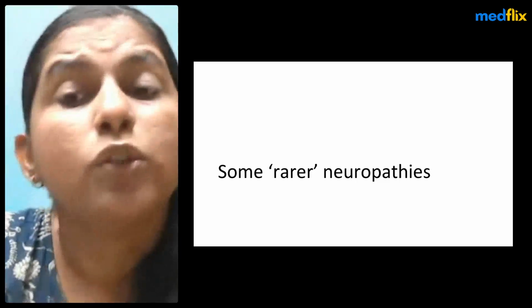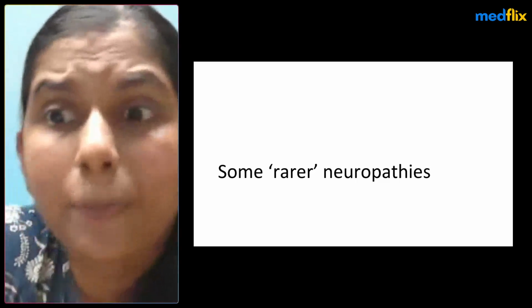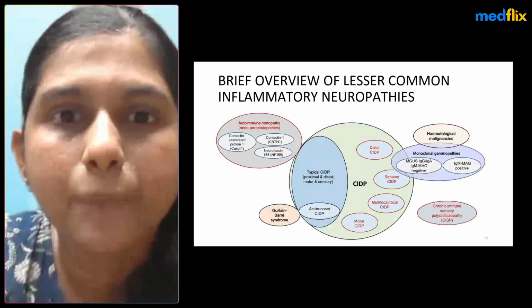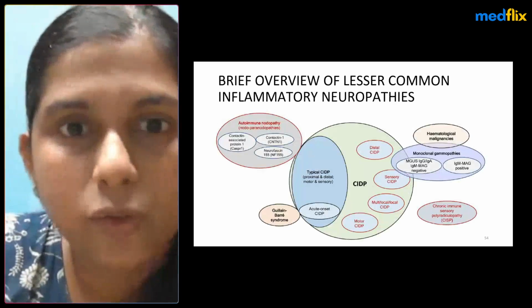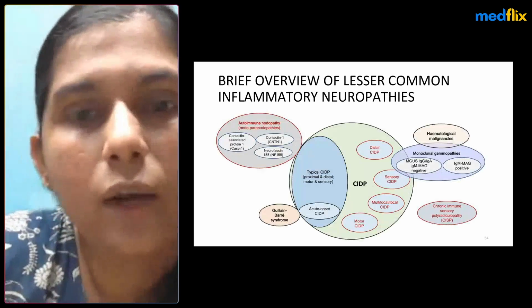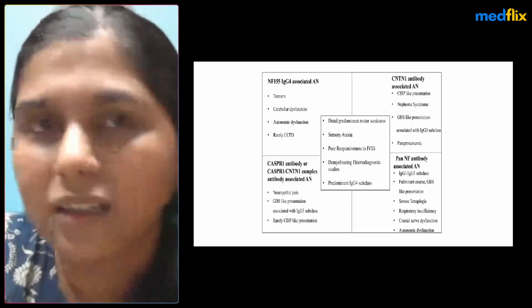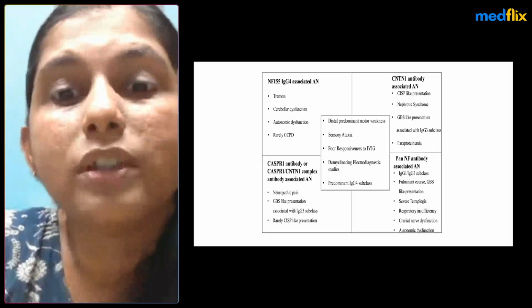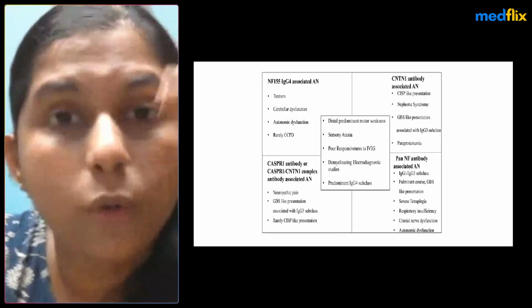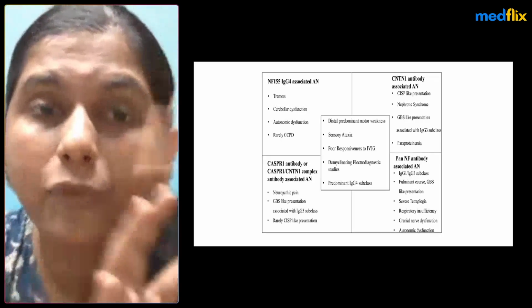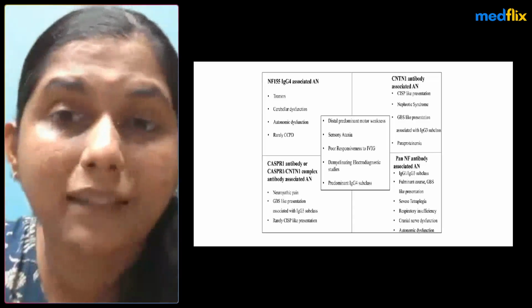Now, some so-called rarer neuropathies, but perhaps not that rare after all. Let us first go to the autoimmune nodopathies, or the nodoparanodopathies, and just one slide on this. Some of these nodopathies can mimic GBS, some of them can mimic CIDP.